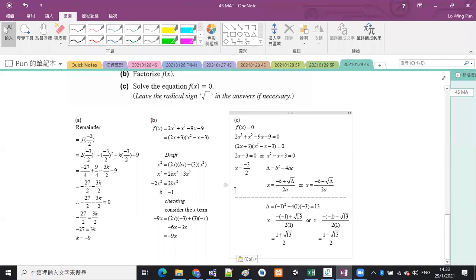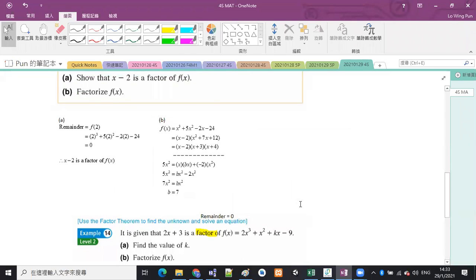So there are totally 3 answers of this equation. The first answer is negative 3 over 2. And then the second answer is 1 plus root 13 over 2. And the third one is 1 minus root 13 over 2. Of course you can also write 1 plus or minus root 13 over 2, like this.